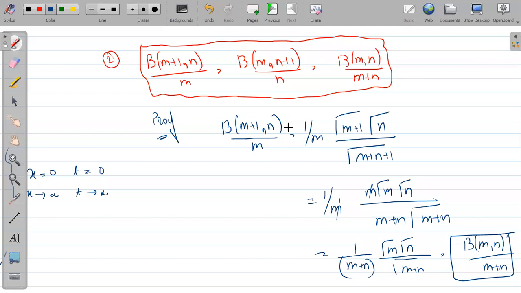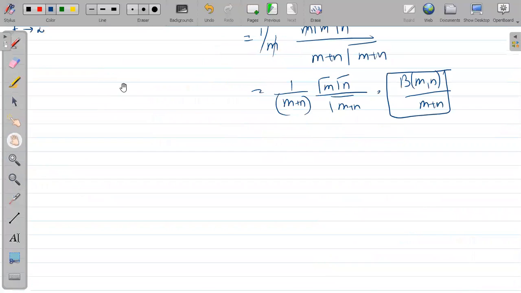Similarly, you can prove this one also. How? Just write n plus 1. Same thing. In the numerator, you will get n into gamma of n. n will be cancelled, and you will get this one also. It's very simple, I think. Is it clear to you?